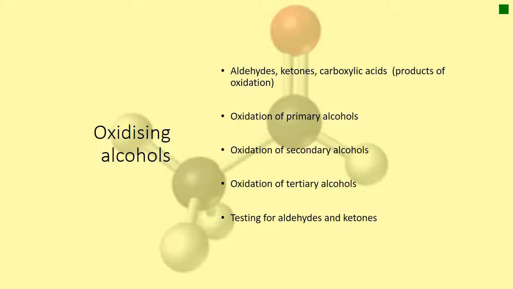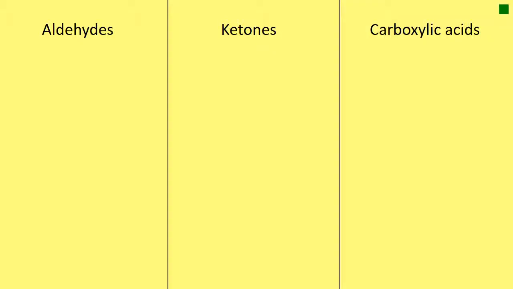Okay, so let's start off with getting our heads around what aldehydes, ketones, and carboxylic acids are. We can do that using a table such as this one. So starting off with aldehydes, why not? Let's start off with the general formula of an aldehyde. The general formula of an aldehyde is CnH2nO, and we'll see why the O is left separate like that when we draw an aldehyde.